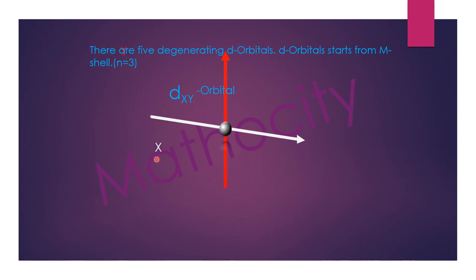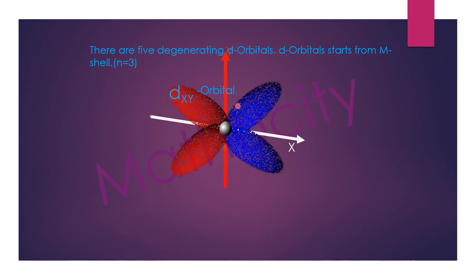Next, let us discuss the shape of the d orbital. There are five degenerate orbitals. D orbital starts from M shell. Observe this animation, children. The first degenerate d orbital is dxy orbital. Dxy means the electron cloud orients along the xy plane, not on the axis.